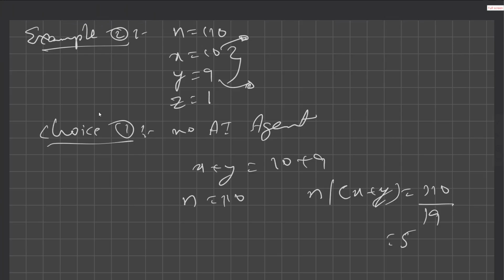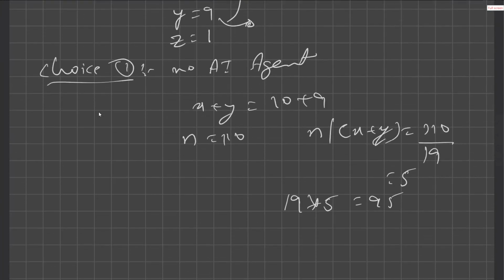5 means basically at the end of 5 hours, how many lines of code would they have written? So you do 19 into 5, right, which is 95. So 95 lines of code they would have written. Now the remaining lines of code we have is 15 lines of code, right? 110 minus 95 is 15. So this 15 lines of code, now what they'll do is, in the next hour, basically the 6th hour, they'll be completing.